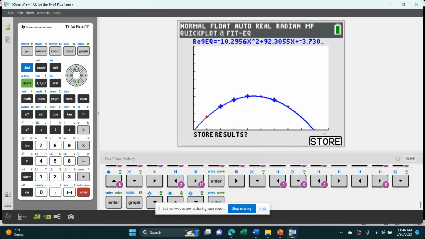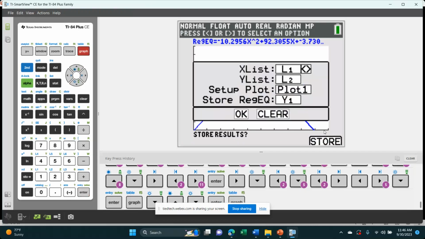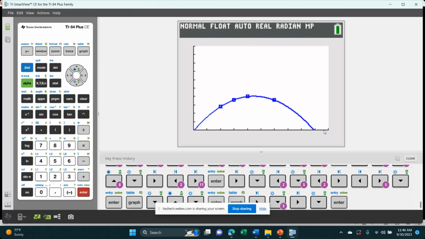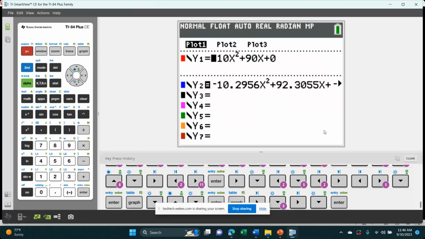So notice there that we have another menu option that says we can store it. So let's do that. And we look. The X lists, we didn't really have to change here, but we can store it. And we had things in Y1. So let's tell it okay. Or Y2. So if we go to our Y equals screen, we can turn that first one back on.